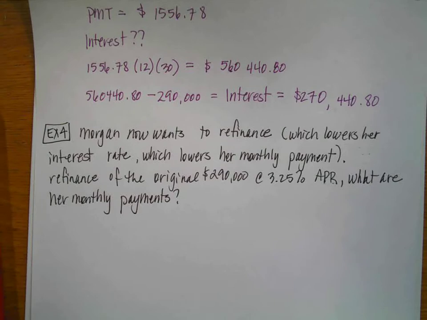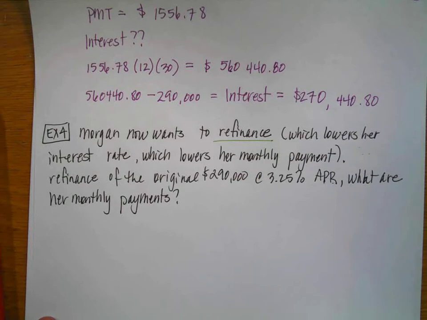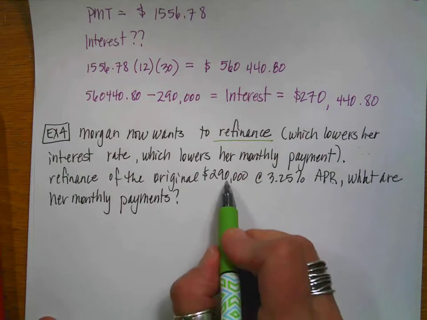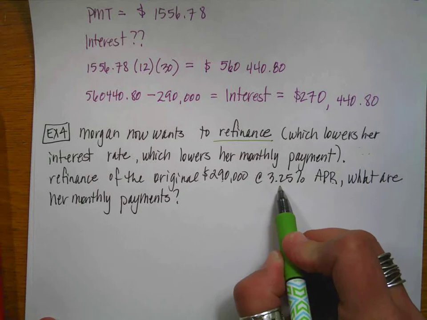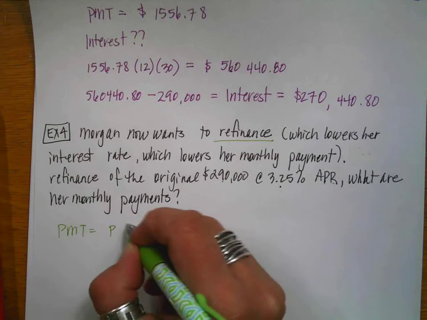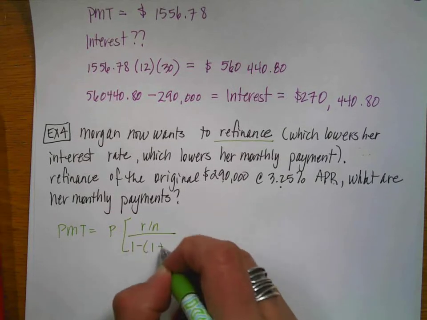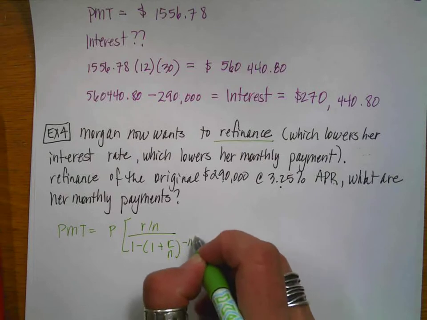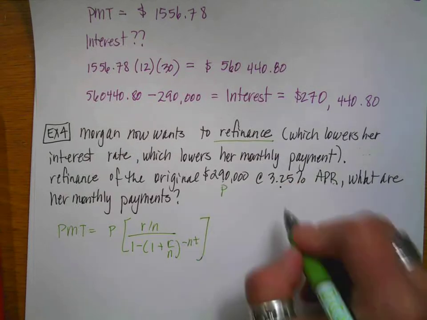So the next example that we're going to talk about, and the last one for today, is that Morgan wants to refinance her house. And refinancing means that she wants to lower her monthly payment. Okay? So again, our original cost was the $290,000, and now instead of paying 5%, she's going to pay 3.25%. So remember, our payment formula is the principal, r divided by n, over 1 minus 1 plus r over n raised to the negative nt.